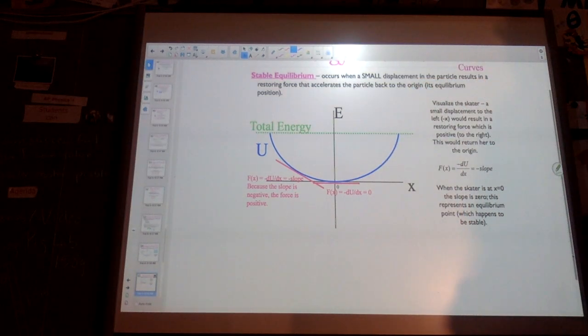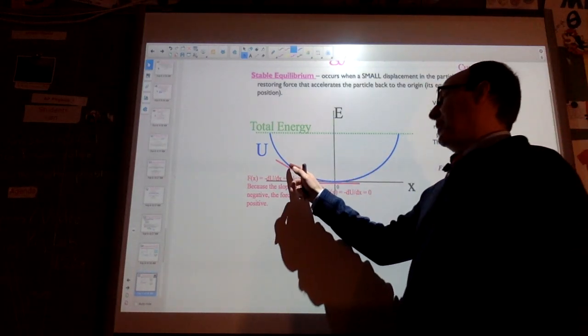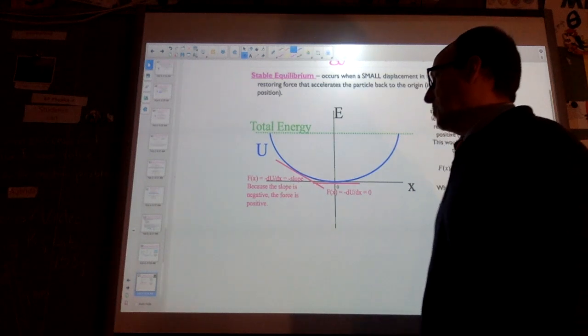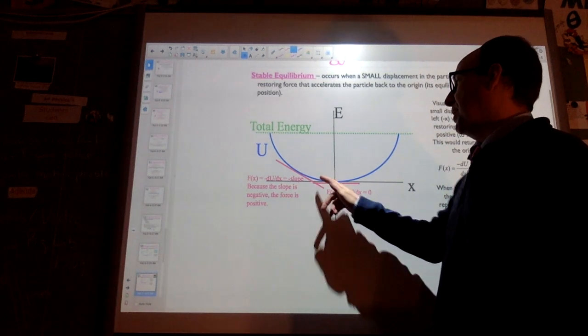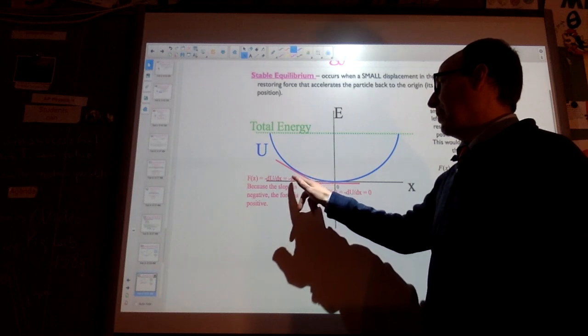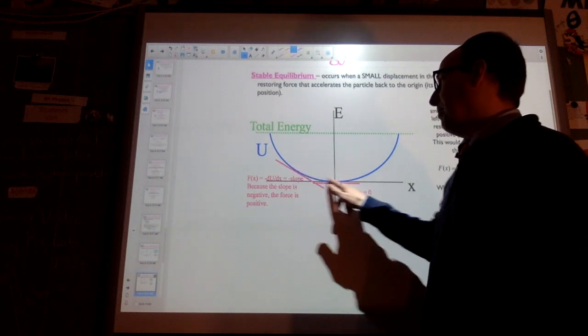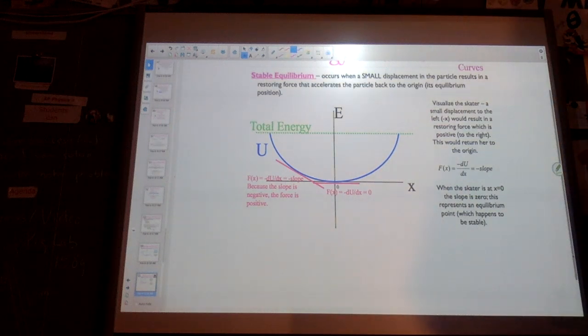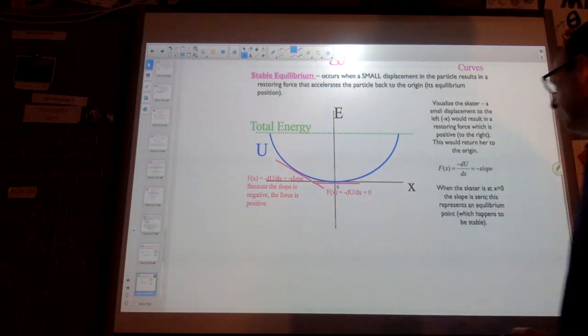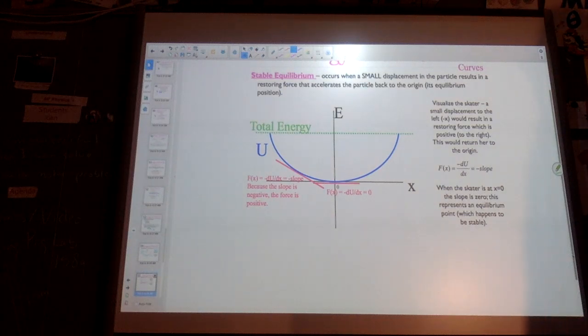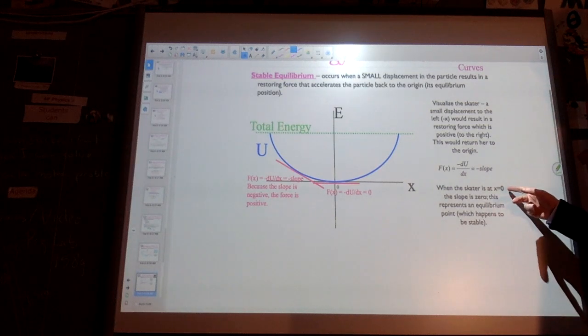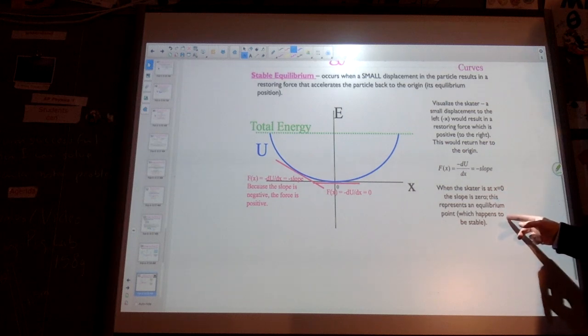So when we have a stable equilibrium, that's going to be when a small displacement results in a restoring force that accelerates the particle back to the origin, its equilibrium position. So if you thought about, we push the skater this way, the force would be the negative of the slope. This slope would be negative, so a negative of a negative is a positive, and the force is positive, pushing it back. And it would put her towards the equilibrium point. When a skater is at x equals 0, this is an equilibrium point, and it happens to be stable.